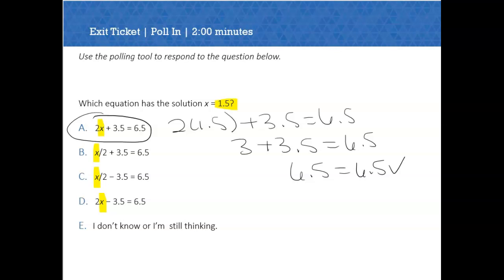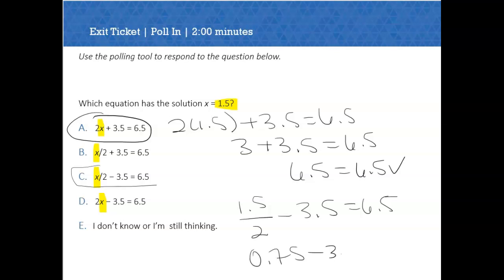If we were to put this 1.5 for any of these others, so let's just check here. So this is 1.5 over 2 minus 3.5. This is just showing what would happen if you didn't use the inverse operation correctly. 1.5 divided by 2 is 0.75. 0.75 minus 3.5 is negative 2.75. And negative 2.75 does not equal 6.5.